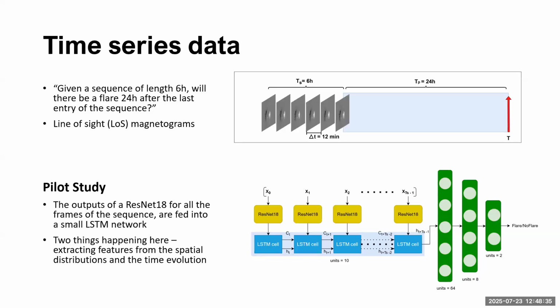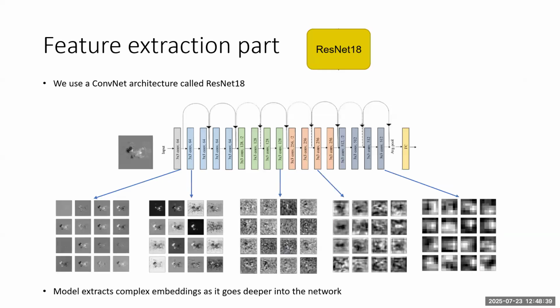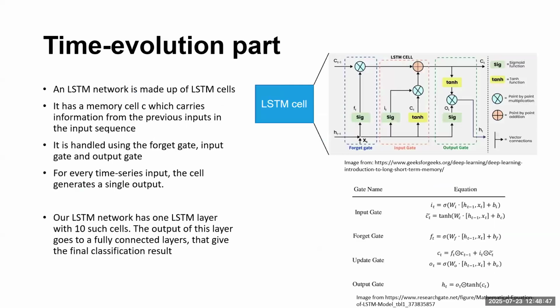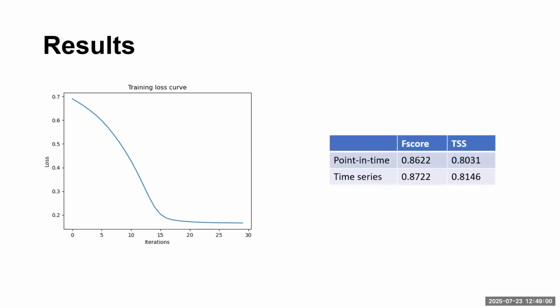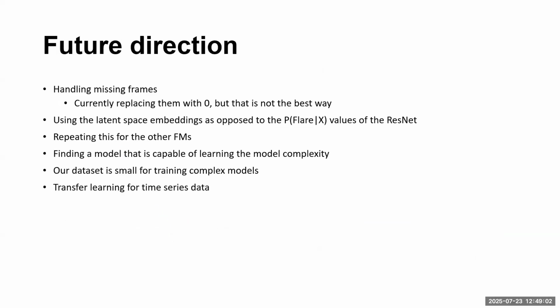Another thing is that we are taking the probability of flare value from here, right? So that's the output from this point. Instead of that, if we take this and feed this to the LSTM, that may yield better results. So these are the two things that we want to explore in the future. And I hope that does give us better results, much better than the 1% increase that we see here.